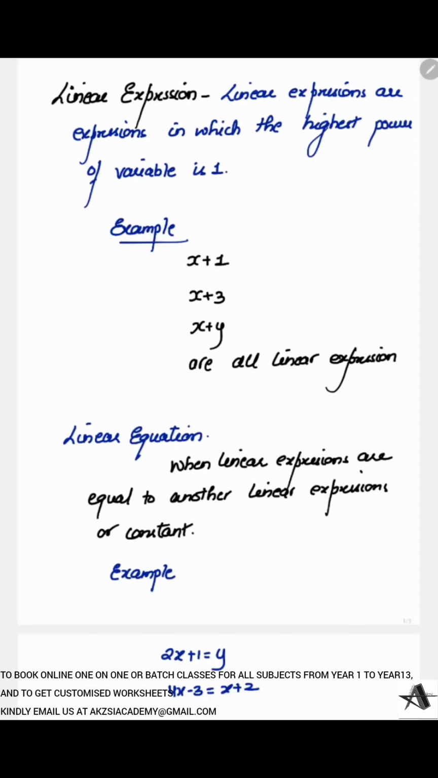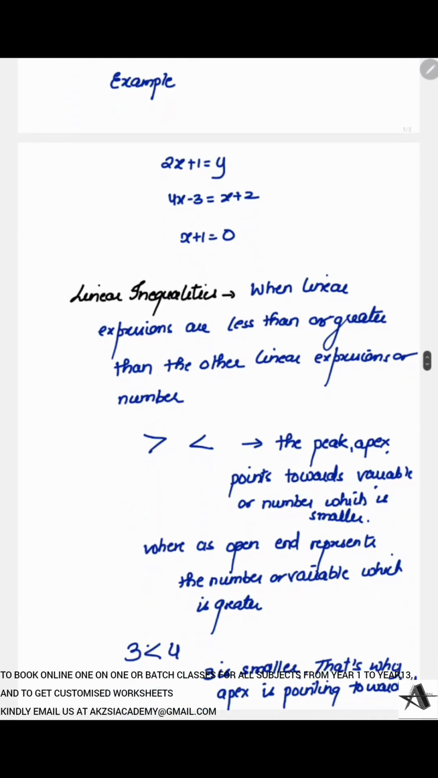So here I have written some definitions. Linear expressions are expressions which have linear terms in them, that means the highest power of x is 1. Whereas equations are when you have introduced an equals to sign. Here are examples: 2x plus 1 equals y, and 4x minus 3 equals x plus 2. When there is an equals to sign, this is a linear equation. Inequalities represent when one value is greater or lesser than another value. Here is the symbol that is used to represent linear inequalities.